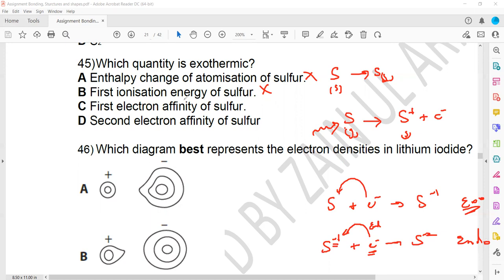So the question is, which quantity is exothermic? Option C is the right answer. Is it clear? This example? Yes.